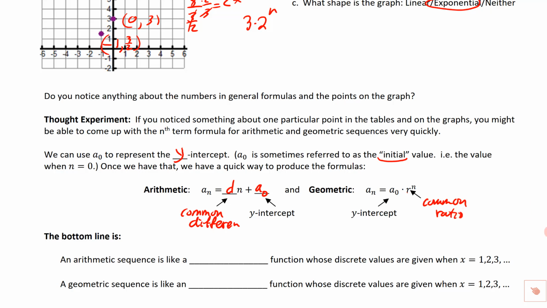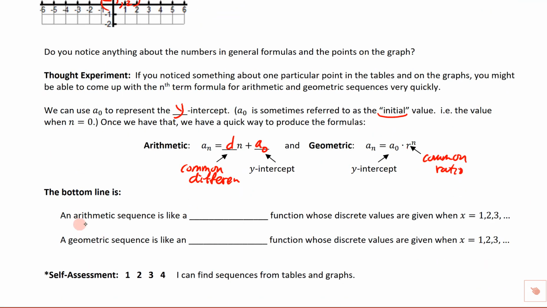So here's the bottom line. When we deal with arithmetic sequences, they are a lot like a linear function. So take a look at this. This is like mx plus b here. So this is a lot like a linear function. We figure out what the slope is and what the y-intercept is. But we just have discrete values that are given when we plug in a 1 and a 2 and a 3. So first term, second term, third term, and so forth.